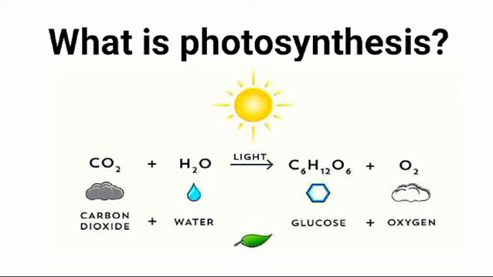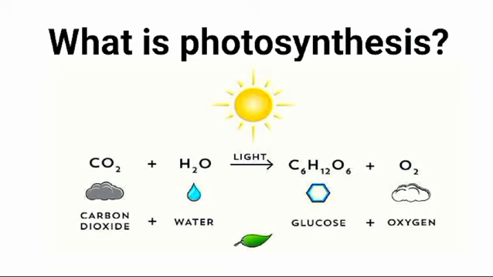So photosynthesis is the process by which green plants, algae and some bacteria convert light energy, usually from the sun, into chemical energy stored in glucose. It involves capturing sunlight through chlorophyll in chloroplasts, utilizing carbon dioxide from the air and water from the soil to produce glucose and oxygen as a byproduct.